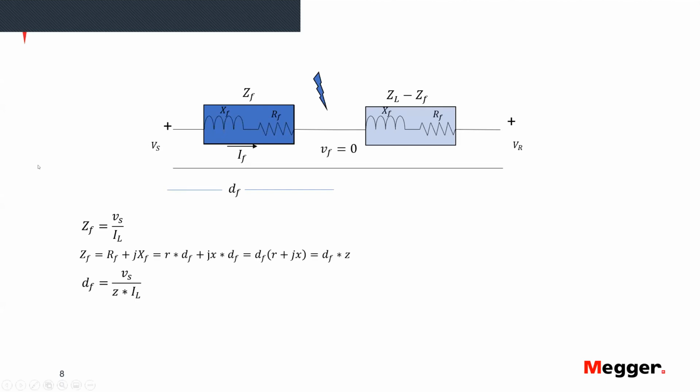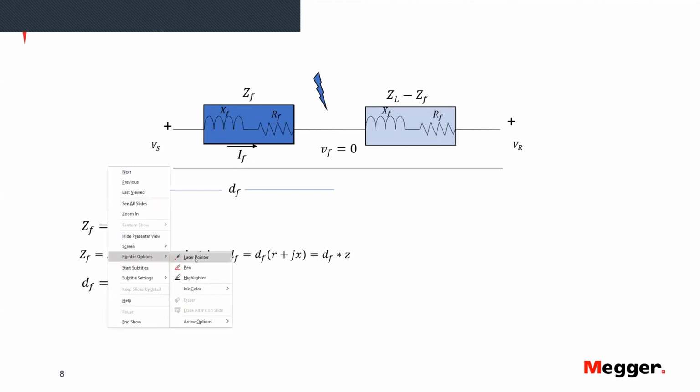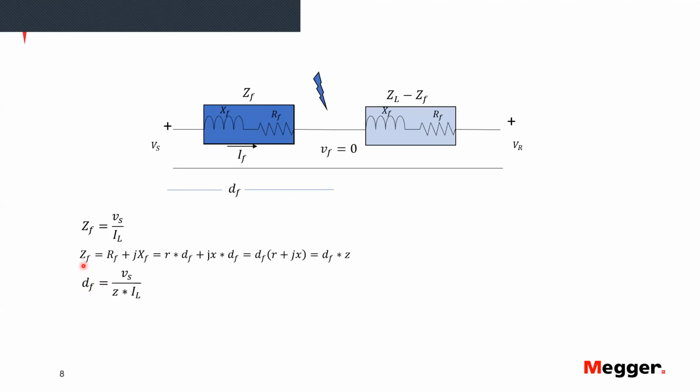And we can say here, let me put my pointer up here. We can use this df, which would be the distance to the point of the fault, and we can calculate it as the voltage at the source at the moment of the fault divided by the current that's circulating through the line at that moment, right?